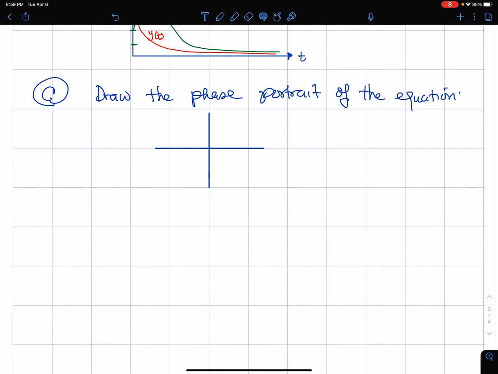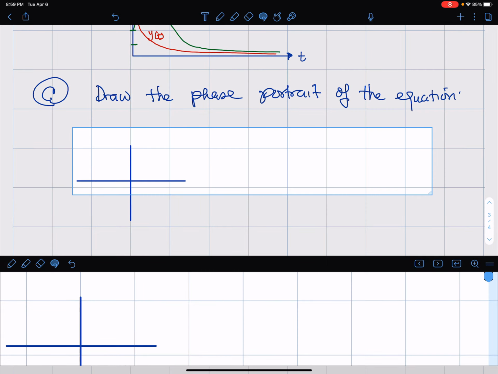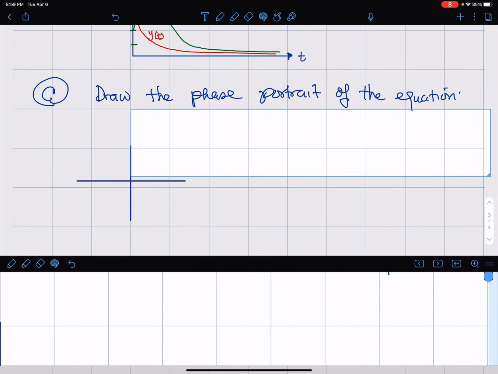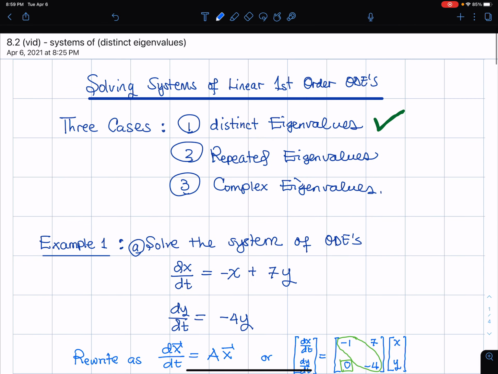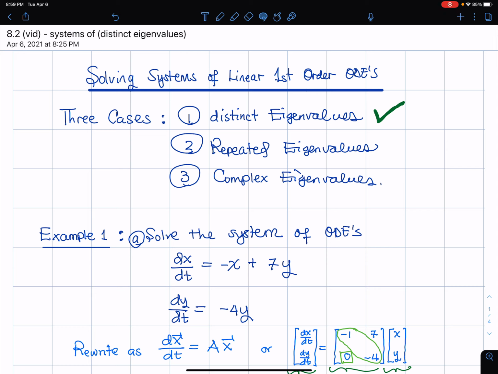Okay. So I'm going to move this over here. I want us to note a few things. The first thing I want us to note is that if you look at this equation, look at the equation.